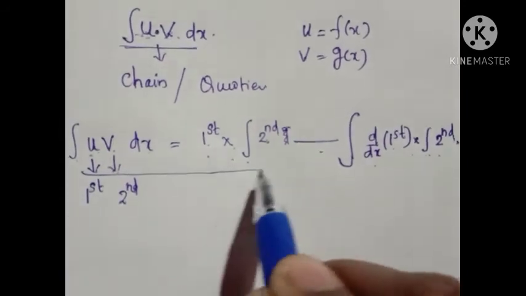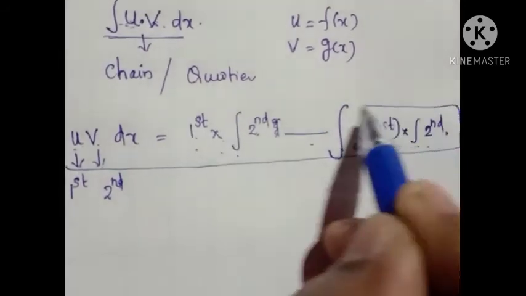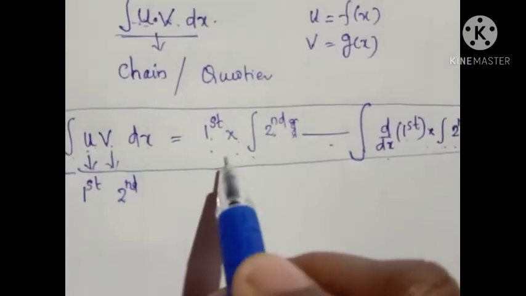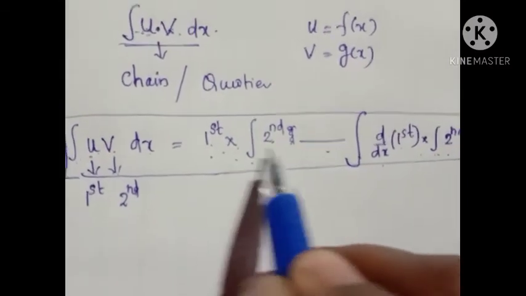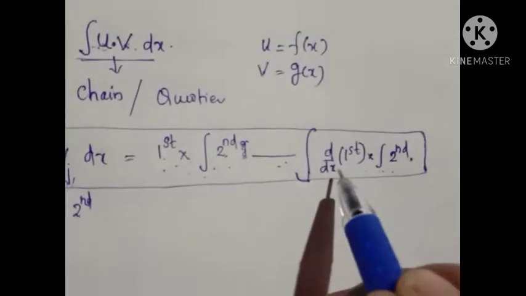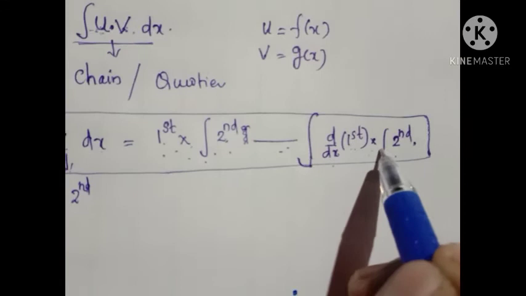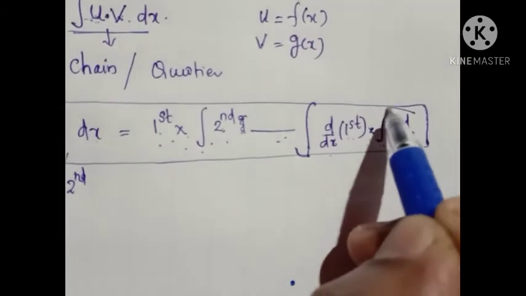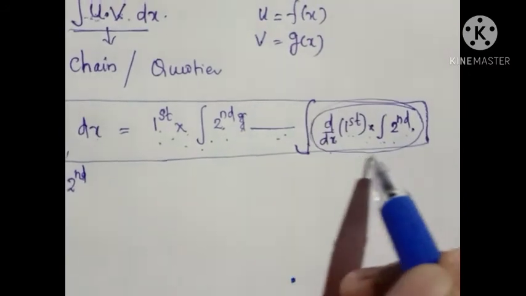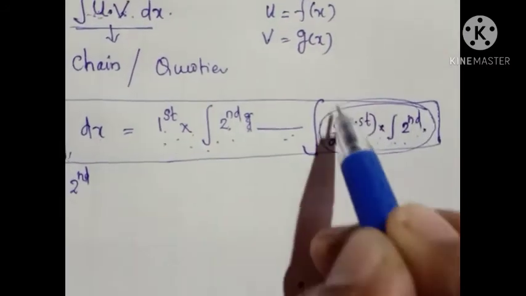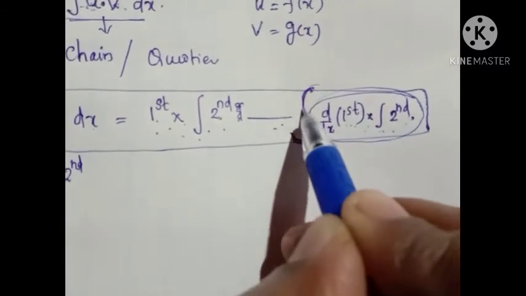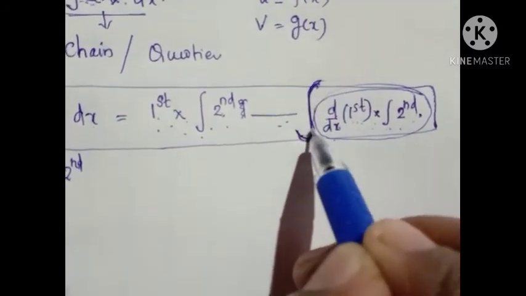So this is the formula to integrate any product function by parts: first into integral of second, minus integral of derivative of first into integral of second. First we need to simplify this expression, then integrate. That's why I put this symbol in a bigger size.